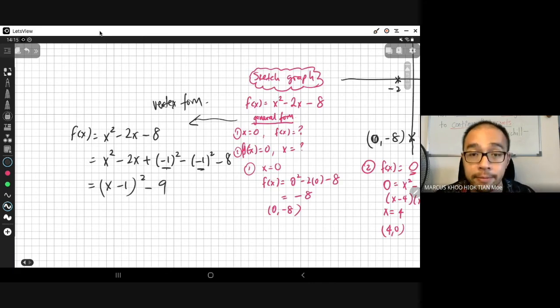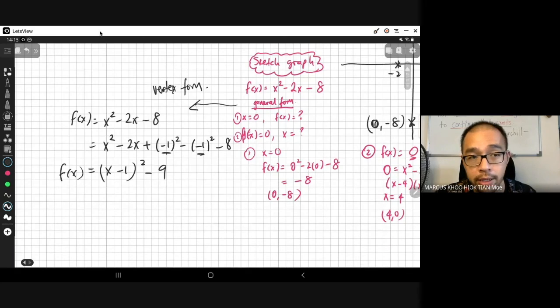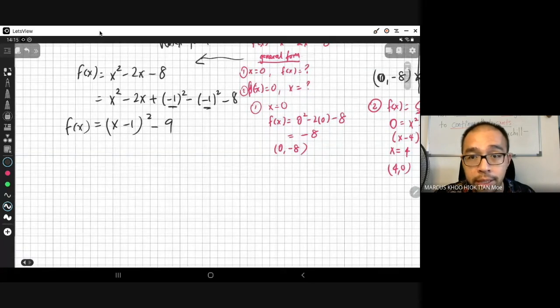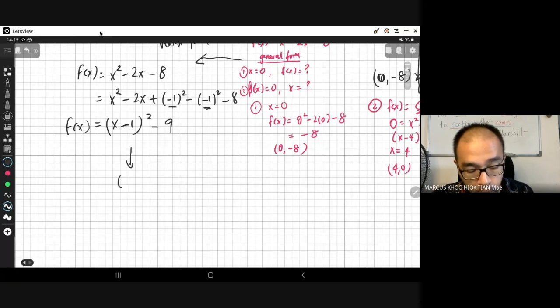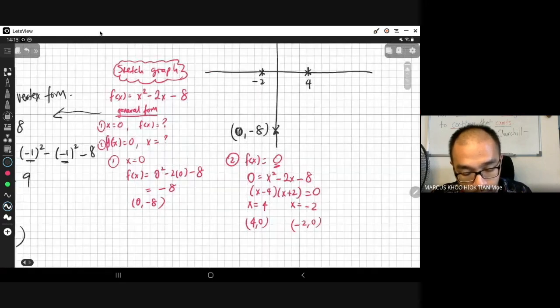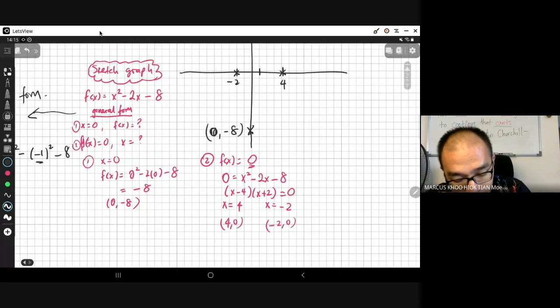Yeah, minus 9. Okay, when we have done this, then we know that there is a point. Kan? Ada titik di sini ni. Koordinat x ni adalah 1. Remember, dia mesti terbalik daripada yang di dalam kurungan. And at the bottom is negative 9. So let's plot it into here. 1 is over here. Sini 1. Negative 9. 1 lagi di bawah sini.